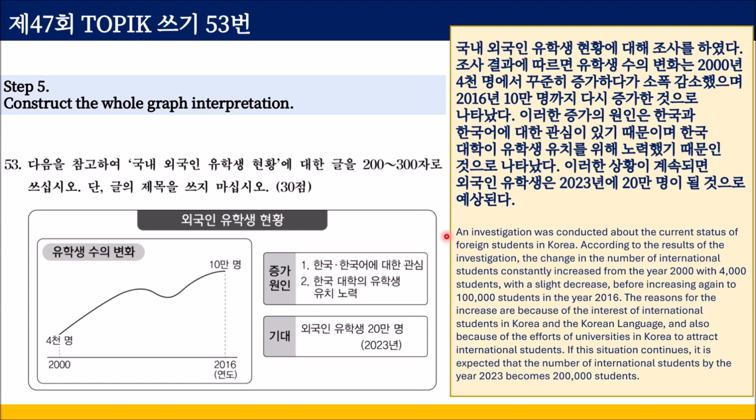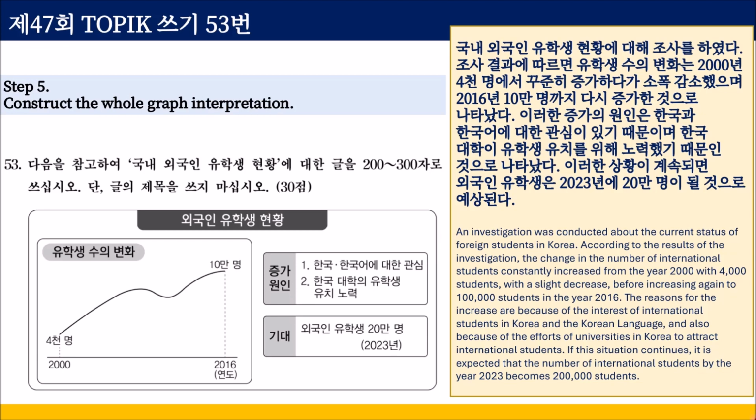According to the results of the investigation, the change in the number of international students constantly increased from the year 2000 with 4,000 students, with a slight decrease before increasing again to 100,000 students in the year 2016. The reasons for the increase are because of the interest of international students in Korea and the Korean language, and also because of the efforts of universities in Korea to attract international students. If this situation continues, it is expected that the number of international students by the year 2023 becomes 200,000 students.